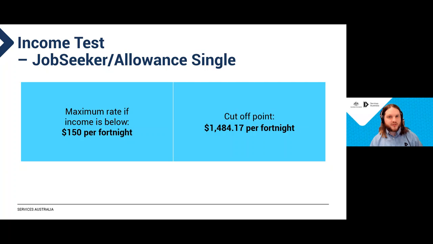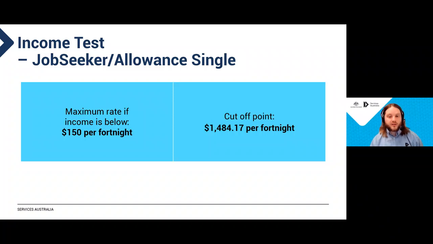Similar to the work bonus, there is a scheme called working credits. Now, this is a concession that helps working age income support recipients keep more of their payments while they're working. It is available to recipients of the job seeker payment, youth allowance as a job seeker, and the parenting payment, and also to recipients of the disability support pension or the carer payment if you're not yet 67.